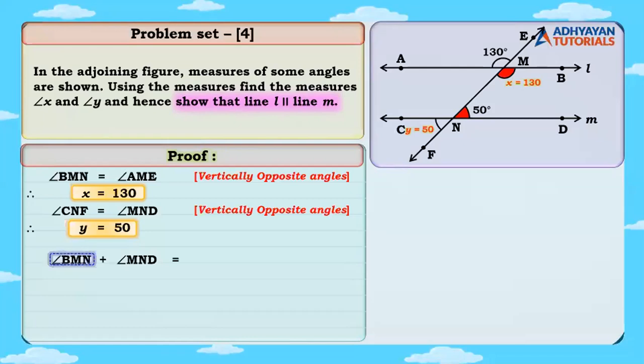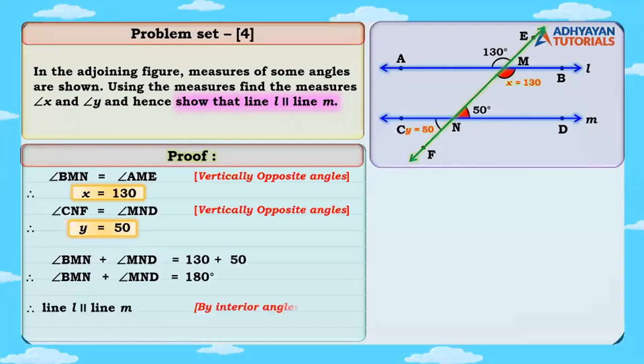So let us do that, children. 130 plus 50, how much is that? It is 180. So is it happening that this pair of interior angles when added together, the sum is 180? Therefore, the lines are parallel, and the reason, children, very carefully write it as interior angles test. Because in the test, if the interior angles are supplementary, then the lines are parallel. I hope it is clear.